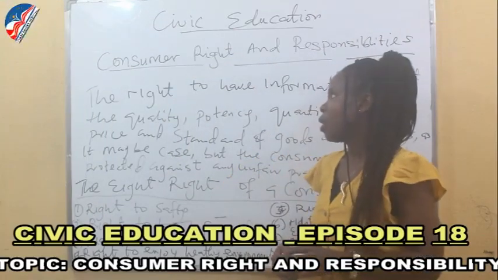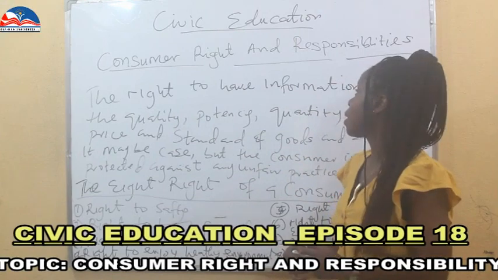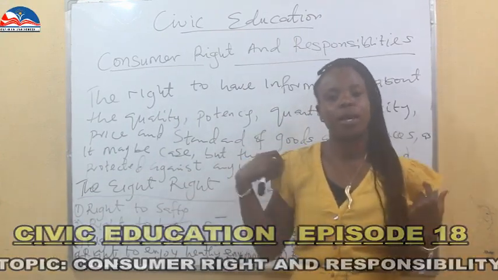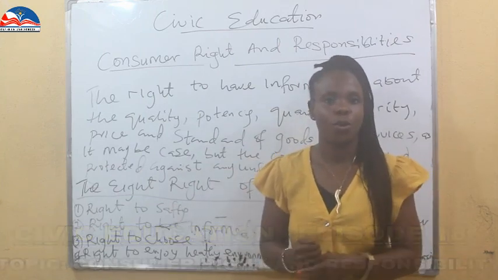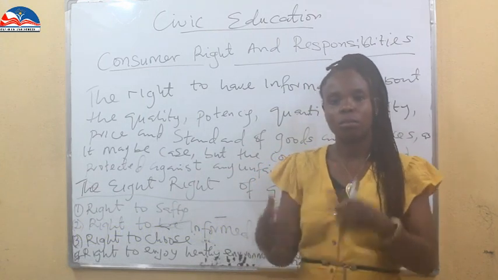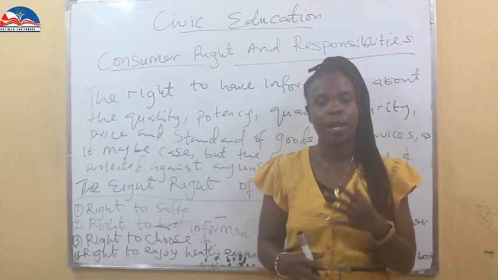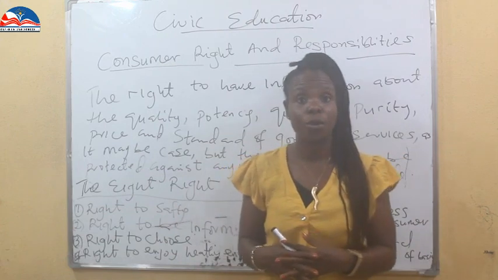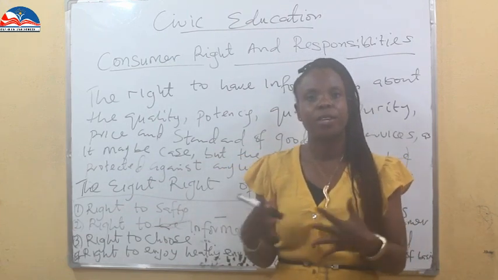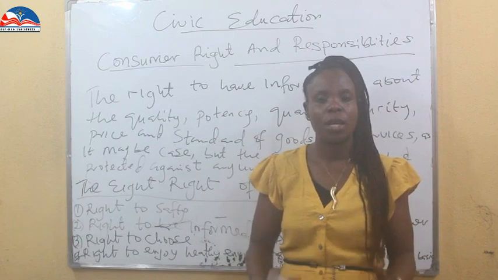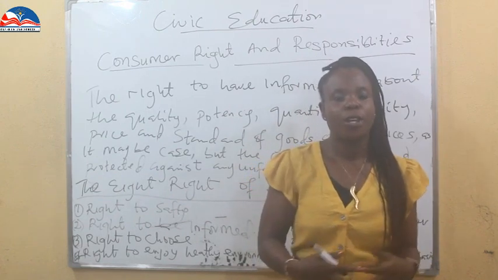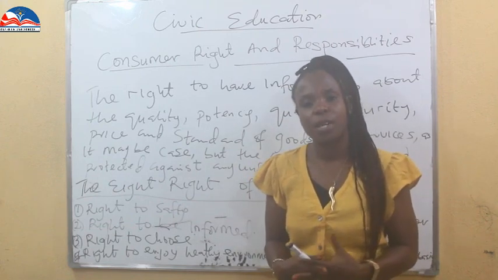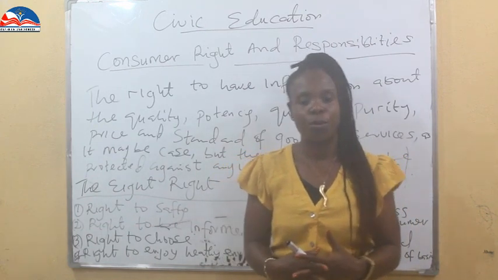Today we are going to look at consumer rights and responsibility. In our previous class, we ended on the rule of law. We saw different aspects of the rule of law and how citizens can be protected under it, and the different associations and organizations that stand for individuals under the rule of law. We saw that the law is a respecter of no one, that everybody is equal before the law.